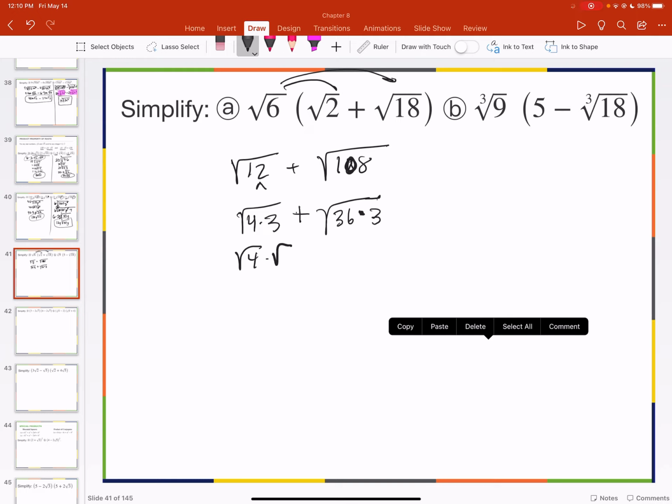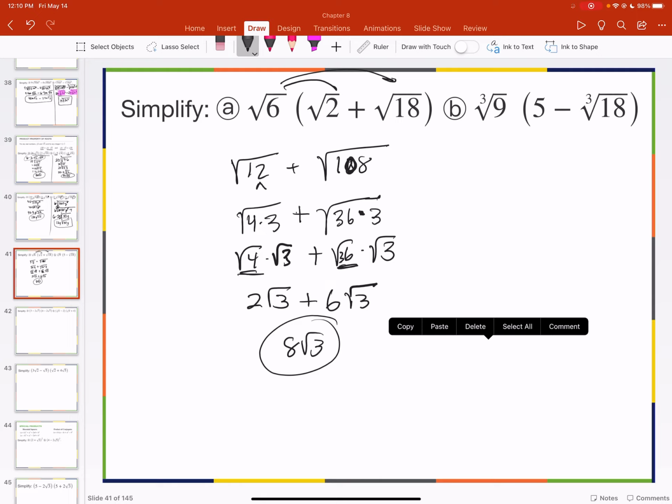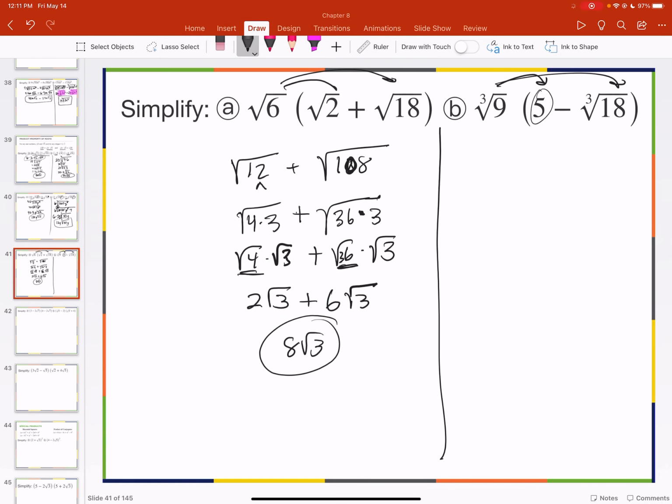Remember this property, right? I'm using it all the time now, but I'm not writing it out because I'm assuming that you guys know that it exists. So that's 2 root 3 plus, I'm sorry, this is 36. 6 root 3, so that's 8 root 3. I mean square root. Sorry, I don't know why I'm saying cube root. Okay, so here we're distributing, and this one is not a cube root, so we're going to write that as 5 cube root of 9, minus cube root of 9 times 18.